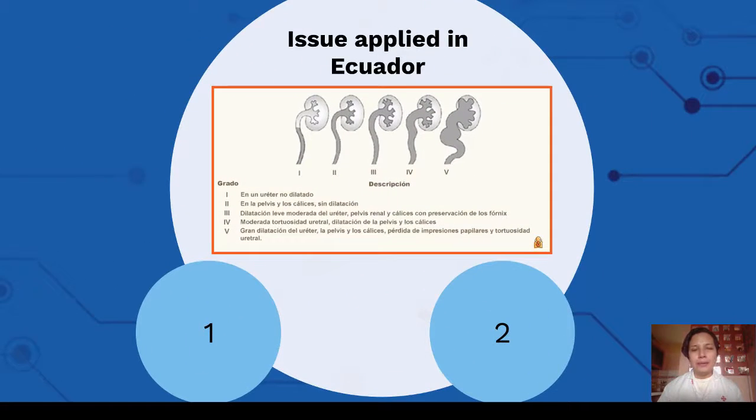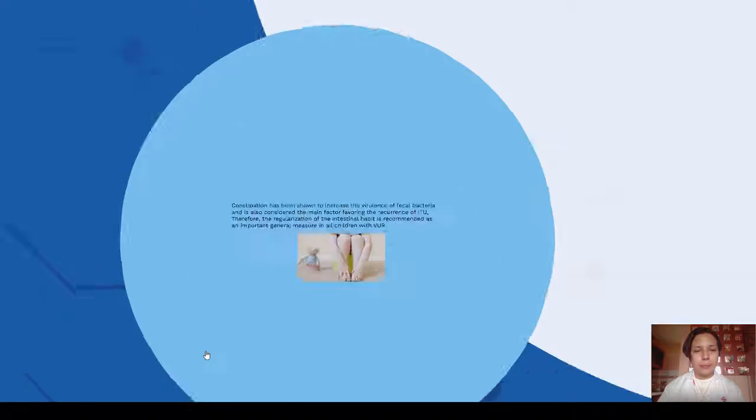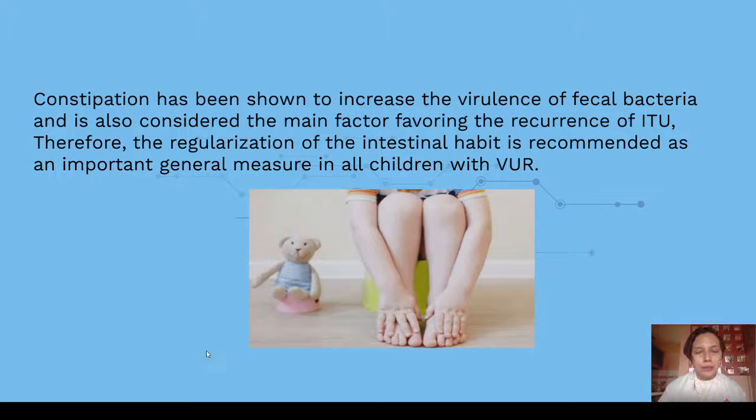I should apply this in Ecuador first. Constipation has been shown to increase the virulence of fecal bacteria and is also considered the main factor favoring the recurrence of UTI. Therefore, the regularization of the intestinal habit is recommended as an important general measure in all children with VUR.